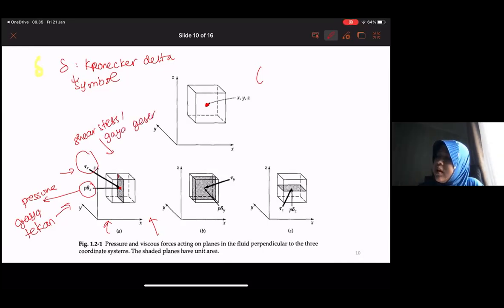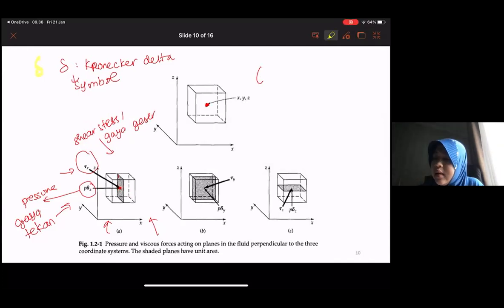Okay, so that tells you that at any point in the fluid, for example, on the area perpendicular to x, at any point there will be pressure from these sides, and the second one is shear stress. What is shear stress? Shear stress happens if at this point there is a difference in velocity.